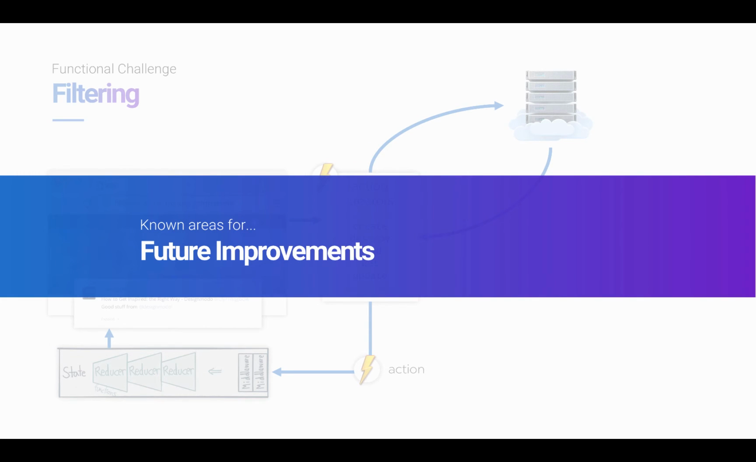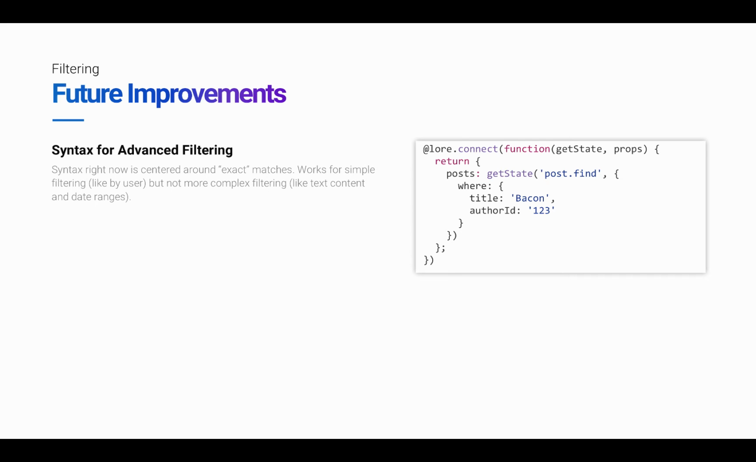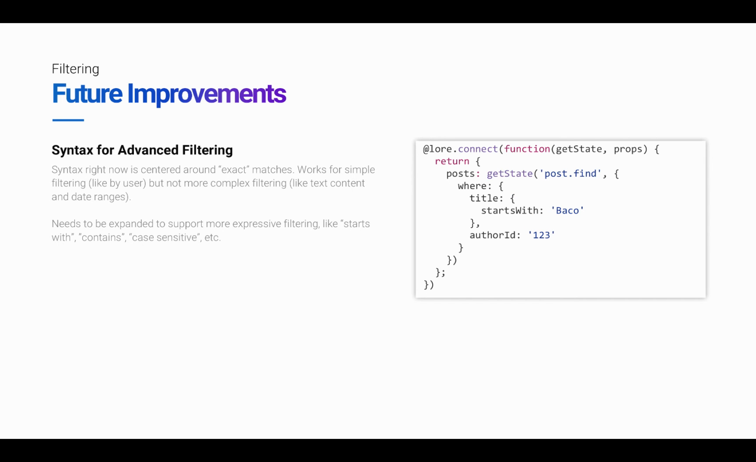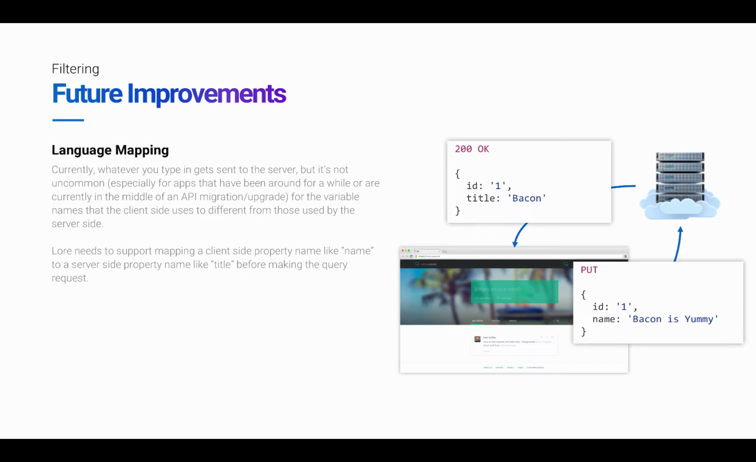Let's talk about some known areas where it needs to improve. So the syntax right now is centered around exact matches. Whatever you pass to the where clause is sent directly to the server. This works fine for simple filtering, like querying by user, but not for more complex filtering, like text searches or finding data within a certain date range. To support that, this interface needs to be expanded to include a more complex query syntax, such as give me all the posts with a title that starts with Bako.